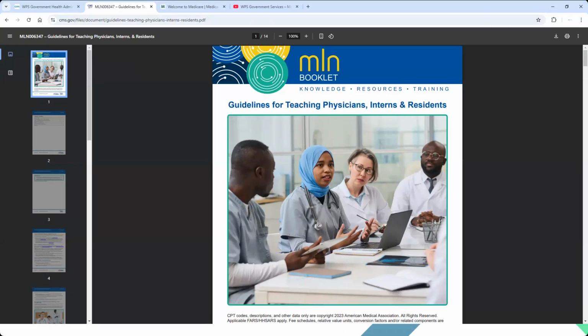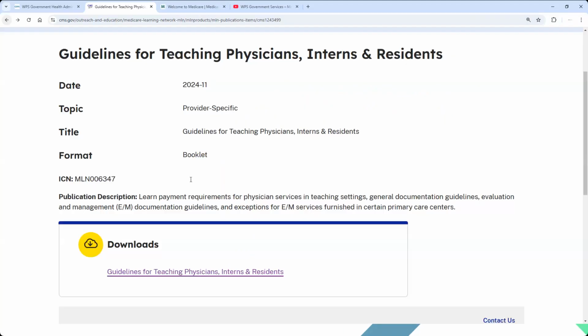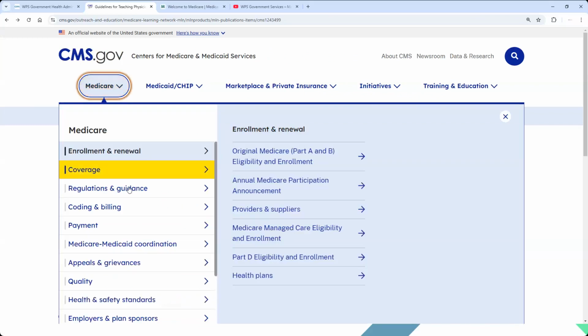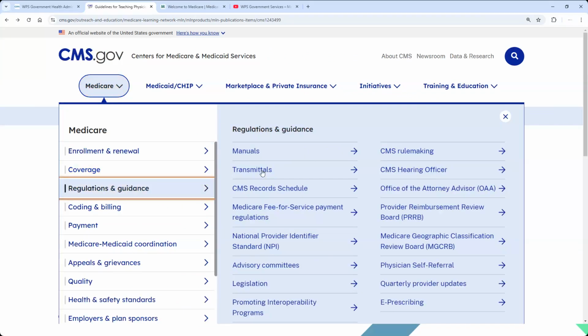One of the areas that we did not go over that we do want to just jump back to for a second is, again, we're going to go to Medicare, regulations and guidance, and then the word transmittals. When I was talking about the manuals, remember I said there's information you need to know about updates that have come through that haven't been written in the manual yet. Those are called transmittals. That's this section.